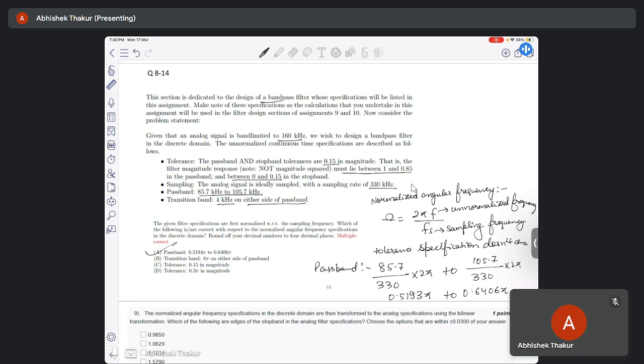Transition band 8 pi on either side of pass band. This is wrong. Tolerance will be same. There will be no change in tolerance. So option A and C are the correct answer for this question.